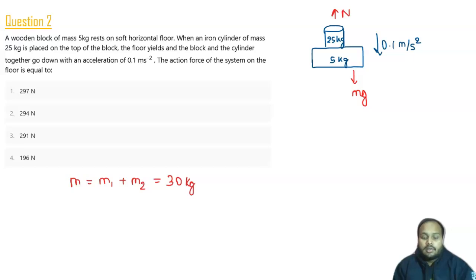Total mass is 30 kg, and acceleration due to gravity, if nothing is given, just take the value of acceleration due to gravity as 9.8 meter per second square. Acceleration of the system is given as 0.1 meter per second square. So the weight of the system, which is equal to mg, will be 30 into 9.8, which will be equal to 294 Newton. Fine.